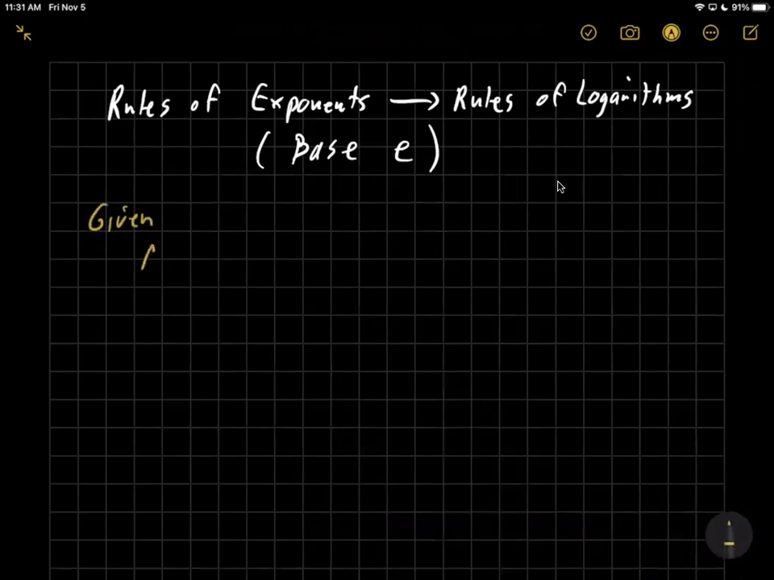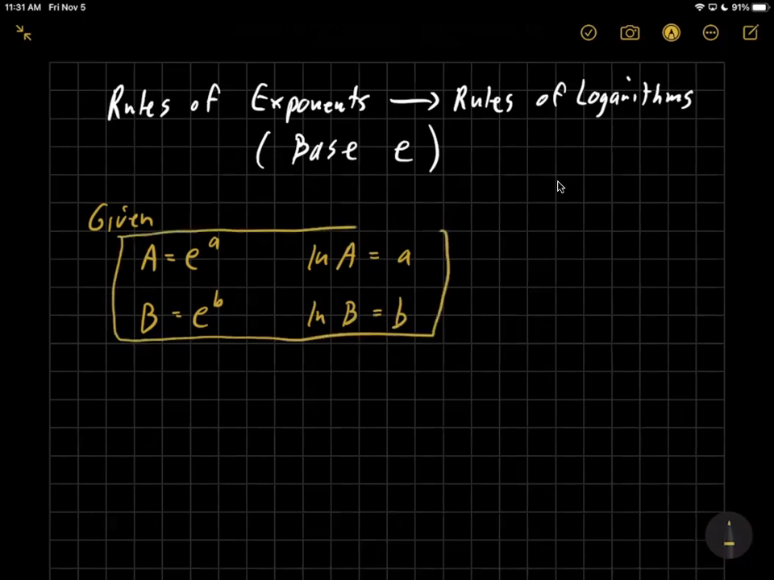We're going to be given that capital A is e raised to the little a, and capital B is e raised to the little b. This would give us the logarithmic relationships that the natural log of A is little a, and the natural log of B is little b. So we're going to be using these relationships throughout the video.